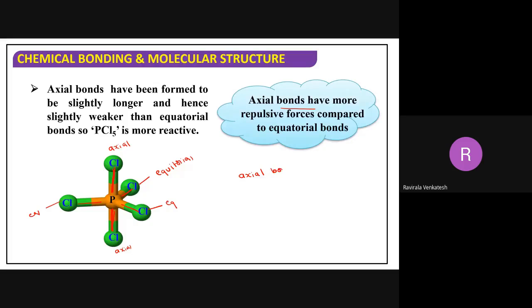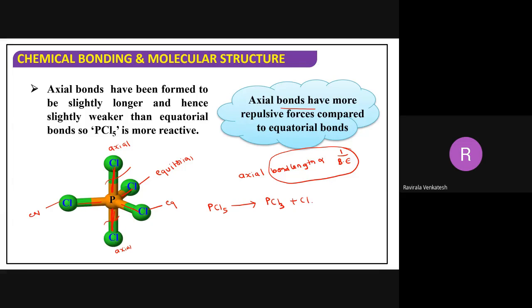Bond length is inversely proportional to bond energy. Correct or not? So more bond length, less bond energy. So easily we can cleave this bond. For example, if I heat PCl5, this is very important, I will get PCl3 plus chlorine.